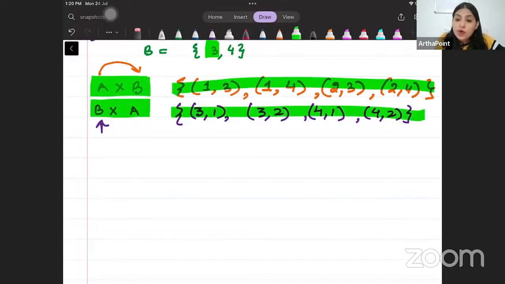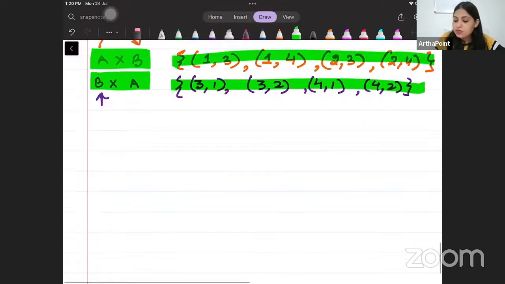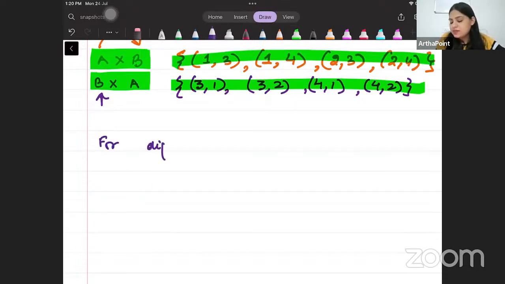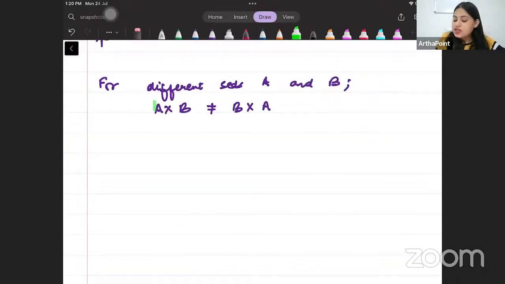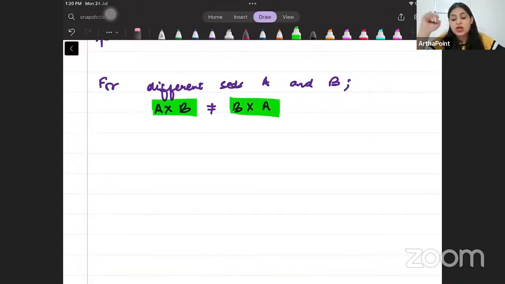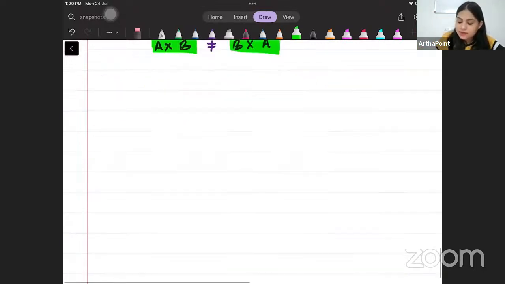So the next theorem that we have, please write it down, that for different sets A and B, A cross B is not equal to B cross A. A cross B is very different. B cross A is very different. So the two things are not equal to each other. They are different from each other. Is this clear? Okay, beta. Now let's come to another thing.